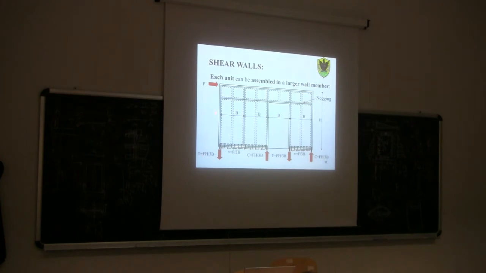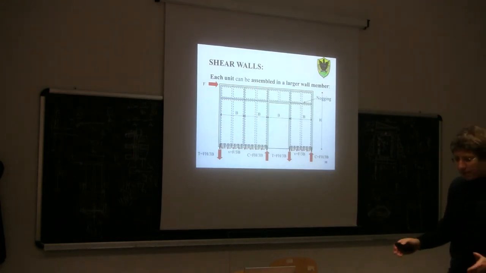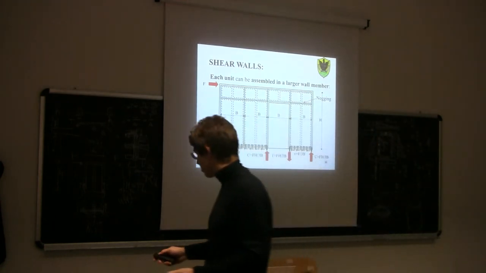And for the 2 outer studs, by equilibrium, the axial force is calculated by dividing the bending moment, which is F times H. So F times H is the global bending moment, and the global bending moment is divided by the lever arm. In this case, the lever arm is 3B because 1, 2, and 3. So it's FH over 3B. So all these forces are in the outer studs. They are basically the same value and they are opposite.